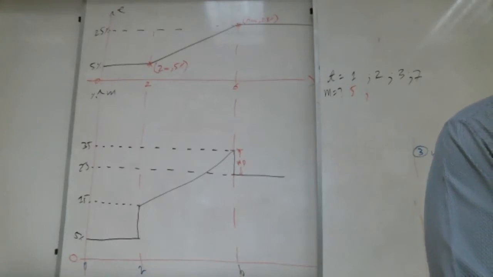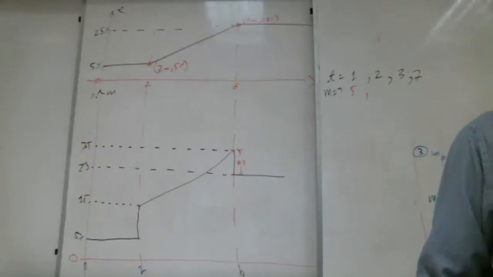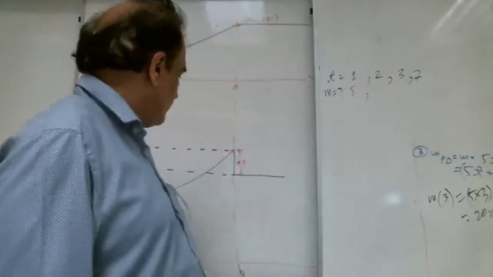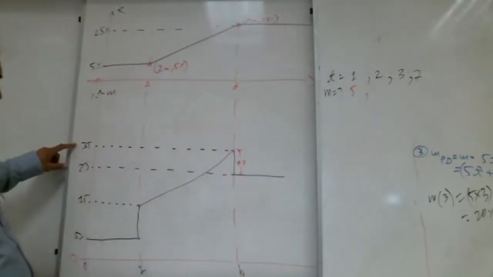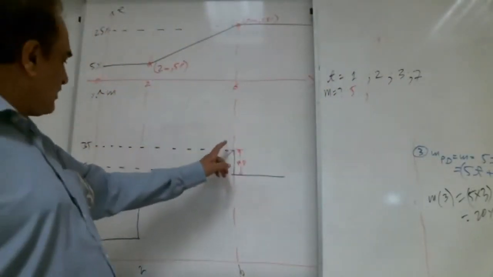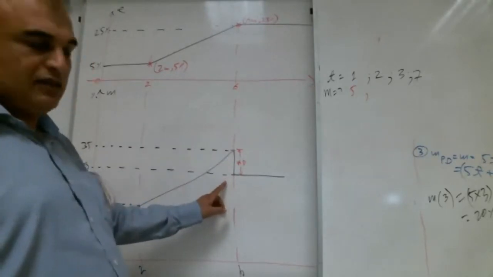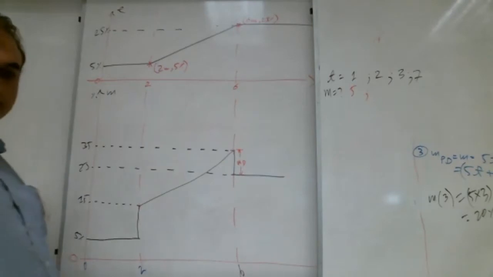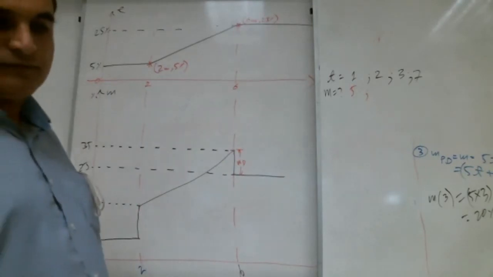Teacher, I said at 2 from 5 to 15, and at 6 from 35 to 25, like this. At 6, it is coming from 35 to 25. Yes. At 2, it is going from 5 to 15. Yes. Okay, fine.